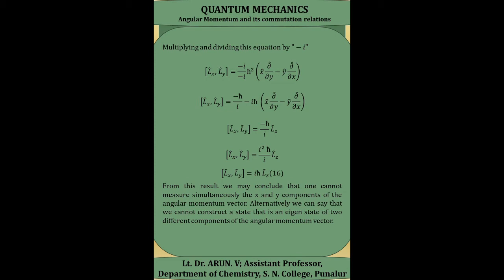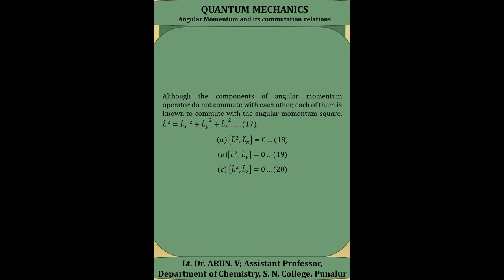From this result, we may conclude that one cannot measure simultaneously the x and y components of the angular momentum vector. Alternatively, we cannot construct a state that is an eigenstate of two different components of the angular momentum vector. Similarly, we can show the other commutation relationships of Ly and Lz. It is an exercise for you.